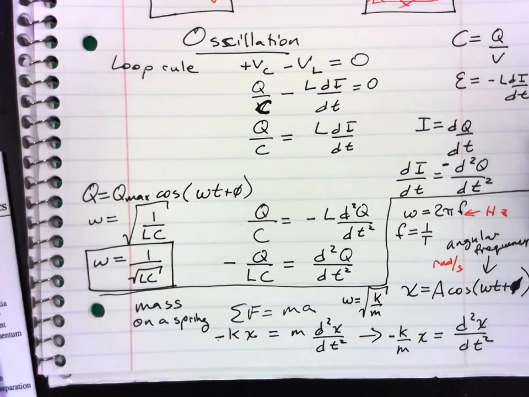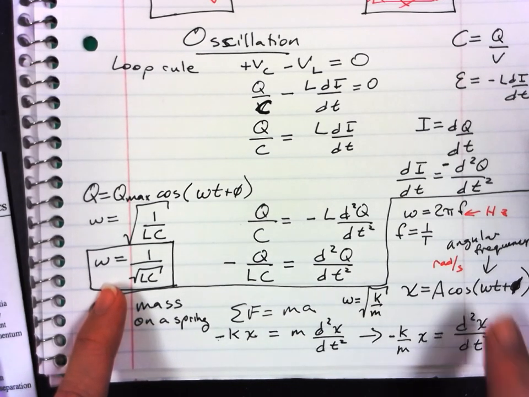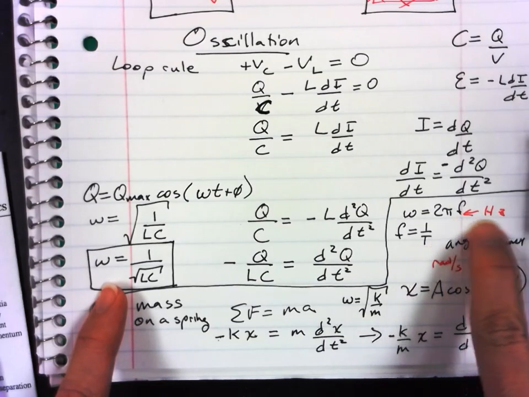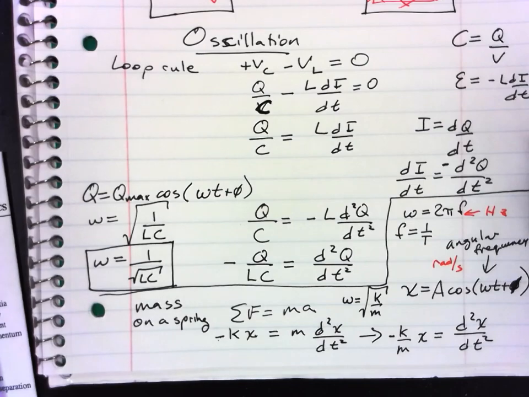So physicists and mathematicians like angular frequency. Most of the time when we do problems, we don't want angular frequency. We either want regular frequency in hertz, or we want a period. So your first couple of problems are going to deal with that.